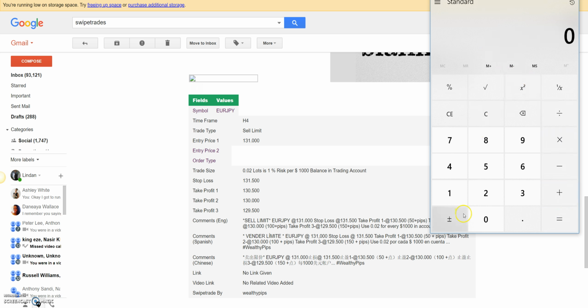Oh, I'm sorry, guys. Subtract 60. So 131.000 subtract 60. We're subtracting because it's a sell. So your take profit will be 130.940. So when you got this swipe trade, you would have put in their entry price, you would have put in their stop loss, but you ignore their take profit, and you're going to put in the take profit that comes from either adding 60 or subtracting 60.